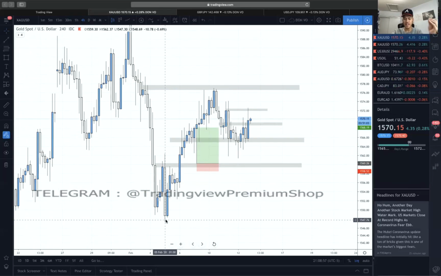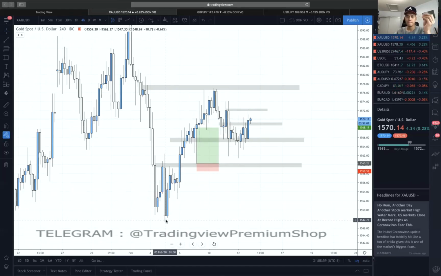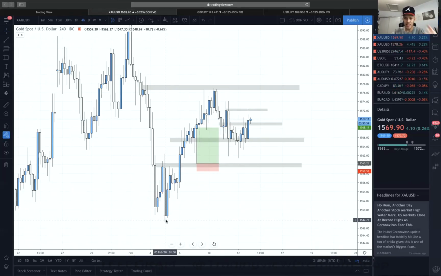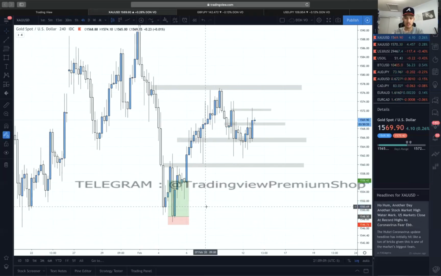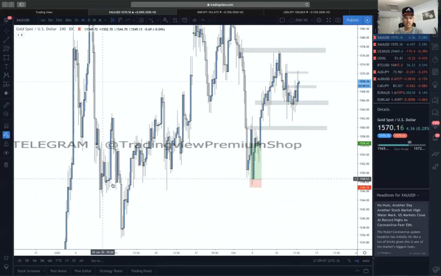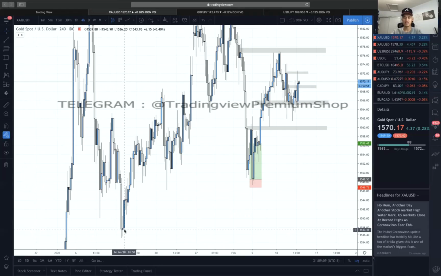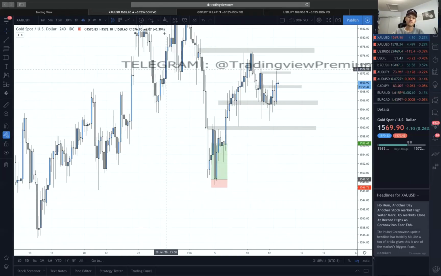I mean, it's a good entry, but to me, entries like this, I see as gambling. Because look, if you enter right here, there's so much happening down here. How do you know it's not going to come down to 1537? You know what I mean?